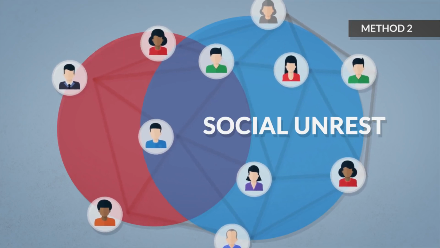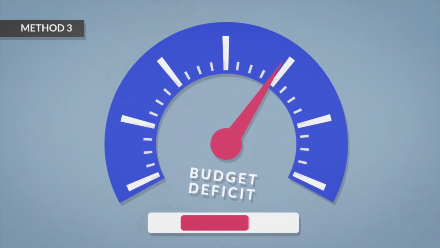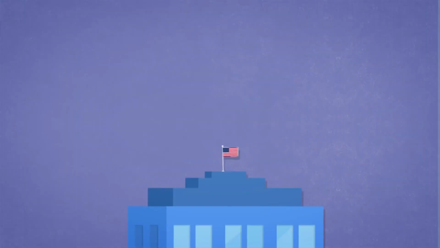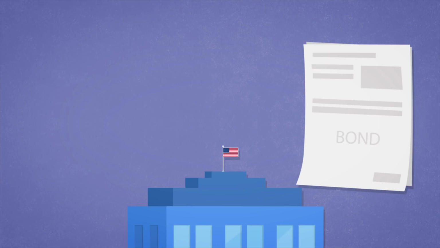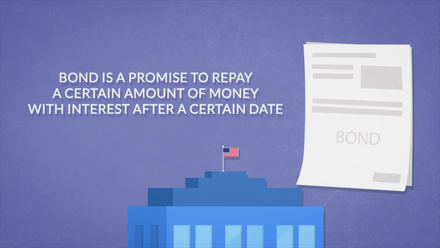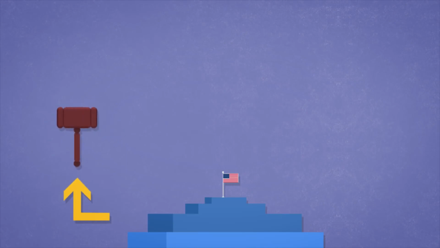However, there is another option. The government may increase the budget deficit and thus finance current expenditures at the cost of increasing debt. The U.S. Treasury can issue securities like government bonds. Simply put, a bond is a promise to repay a certain amount of money with interest after a certain date. It constitutes a debt obligation. The government bonds are sold to financial institutions at auction. By itself, issuing bonds doesn't necessarily lead to money creation.